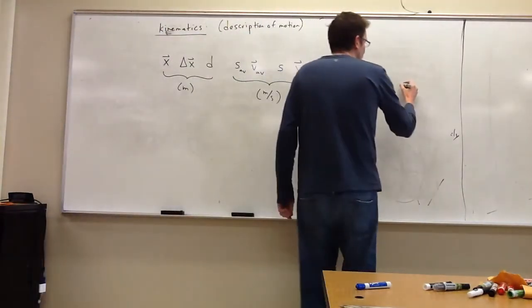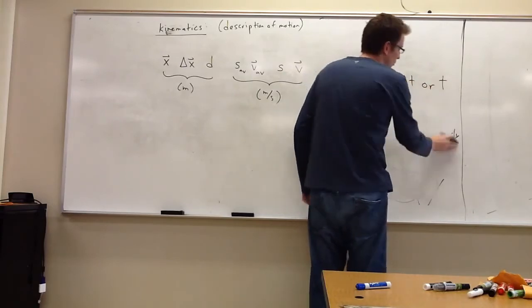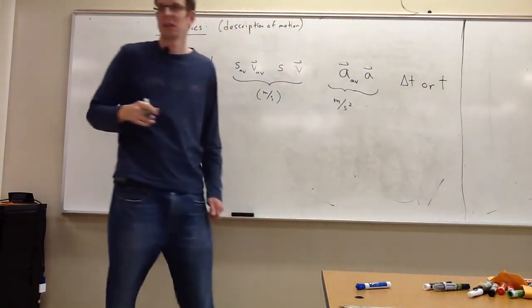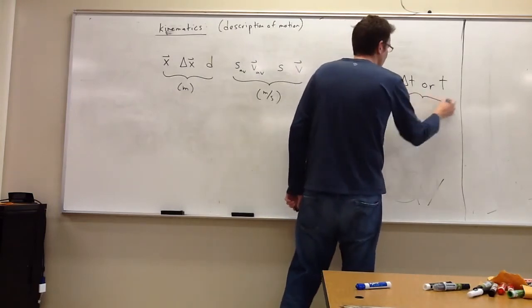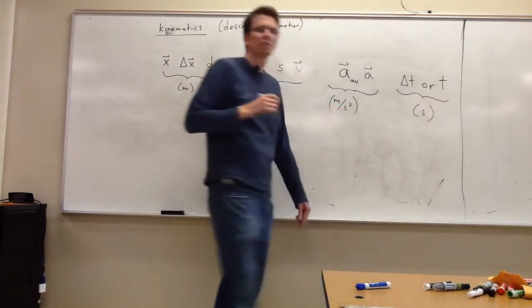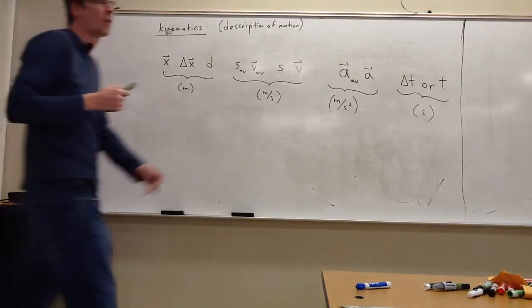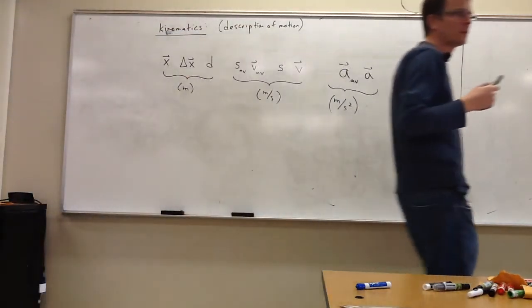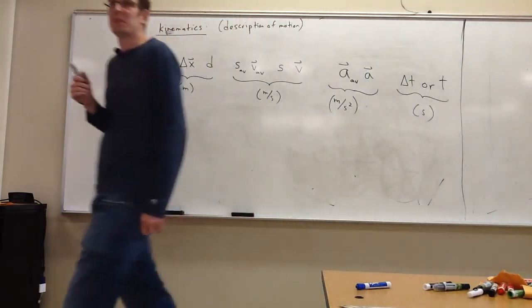So at first, we'll call it delta t, and then later, just to keep it shorter, we'll switch to t. So that's delta t, or later on, t. And of course, the units for that are going to be in seconds. These right here form the things that we will look at in our study of motion. And we'll flip these every which way.